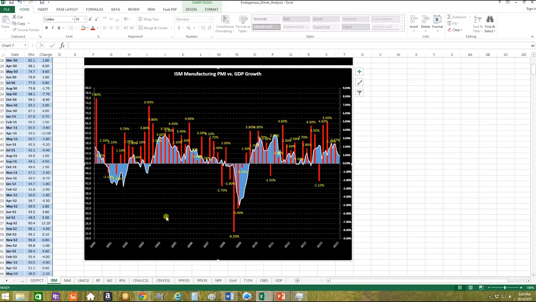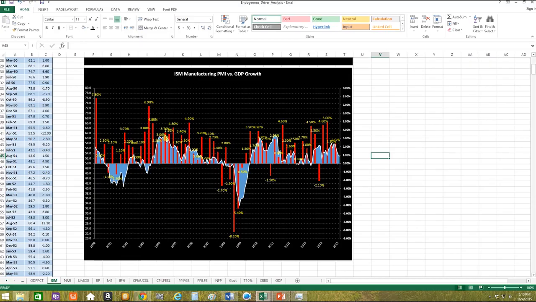So if we open up the spreadsheet, make sure we're in the ISM here, and we're looking specifically at this chart here. We're looking at the ISM going back to 2000, and the ISM value is on the left-hand side. We're going from 2000 up to present day. And we have on the right-hand side real GDP growth on a quarterly annualized basis. So let's have a look at the extremities of the ISM, so peaks and troughs.